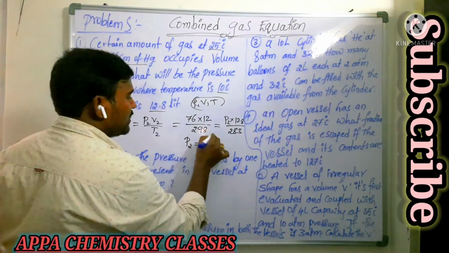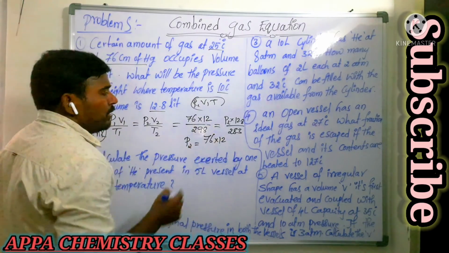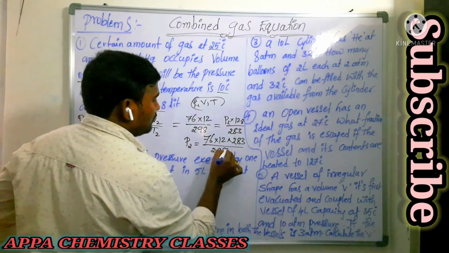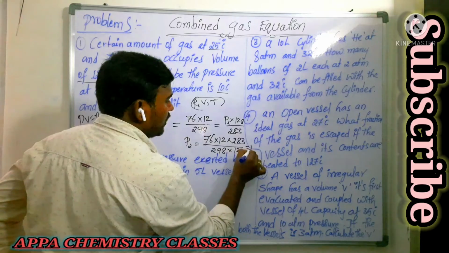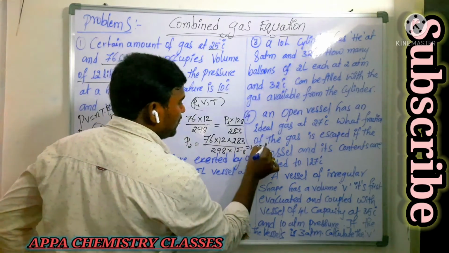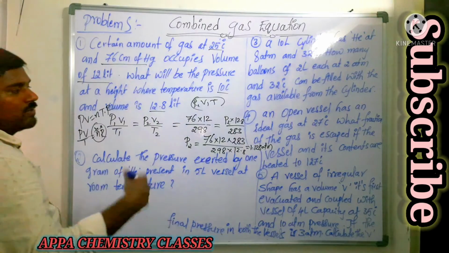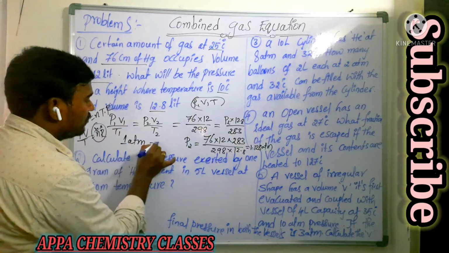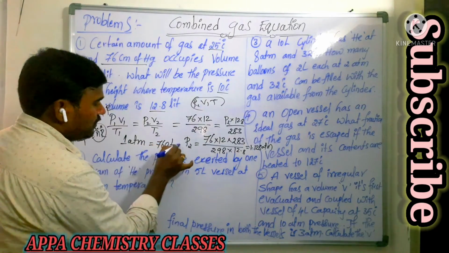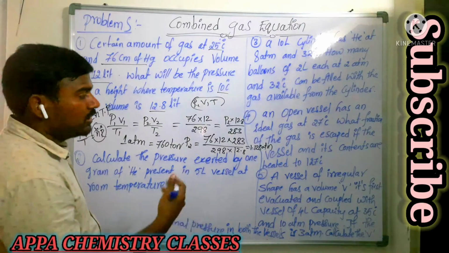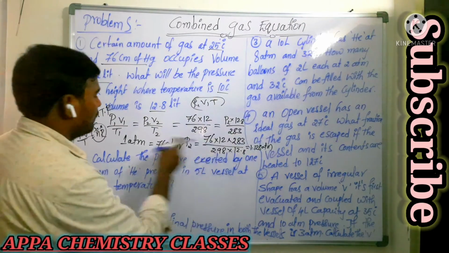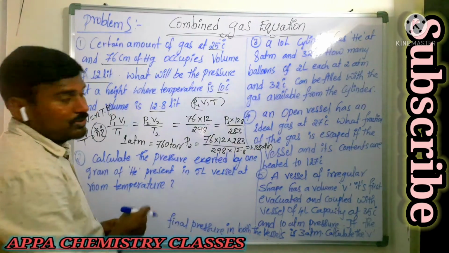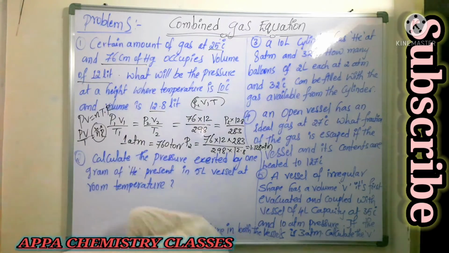Just take it as 76 into 12 into 283 by 298 into 12.8. You are going to get approximately 1.128 atmosphere. Okay, you can convert into torr also. 1 atmosphere is equal to 760 torr. So if they are asking for pressure in torr, you can convert into torr also. 1 atmosphere is 760, so 1.128 atmosphere is equal to how many torr? That is an easy one. You can do that one.